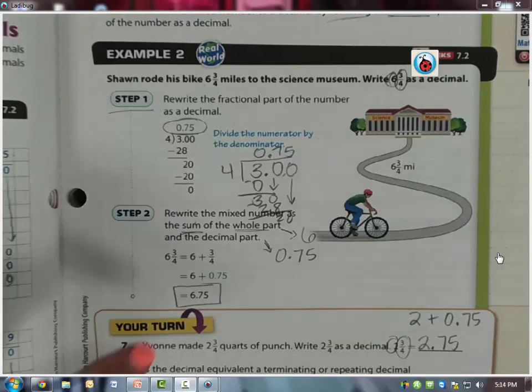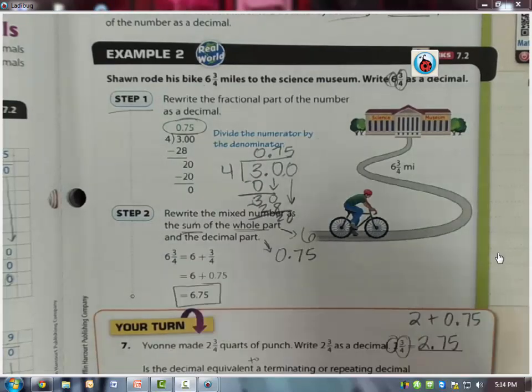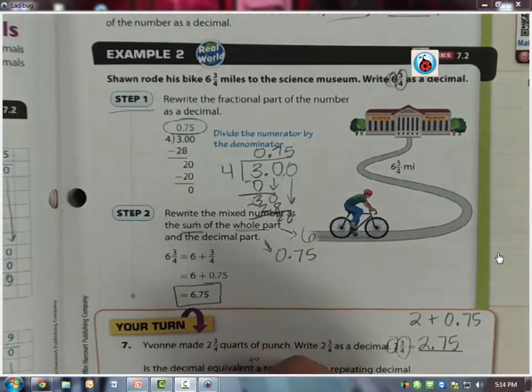Is the decimal equivalent terminating? I think they forgot a letter. Is the decimal equivalent to a terminating or repeating decimal? Yes, it is a terminating decimal. Sorry. A terminating decimal.